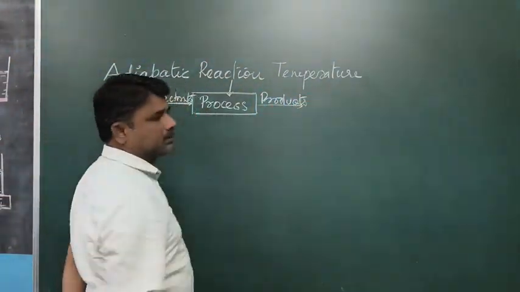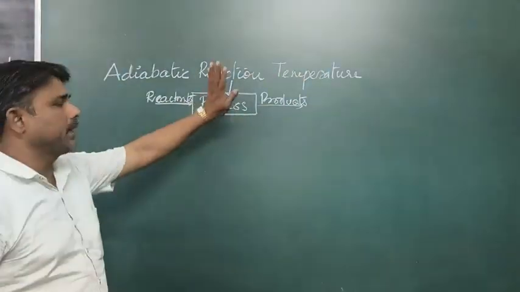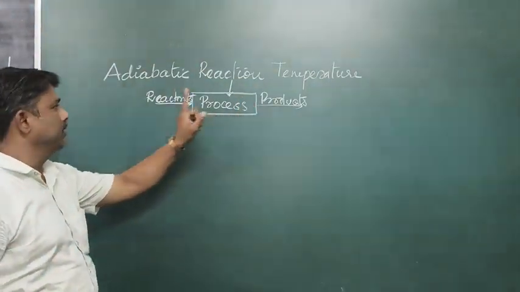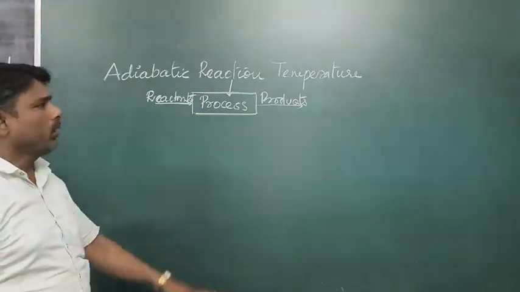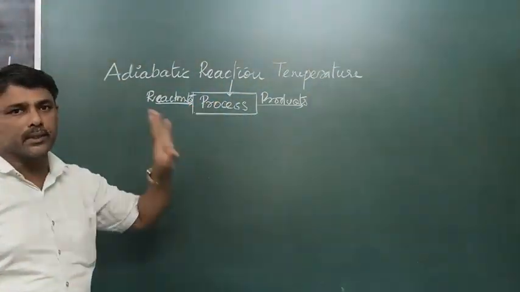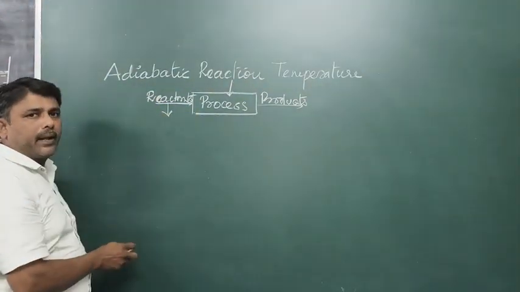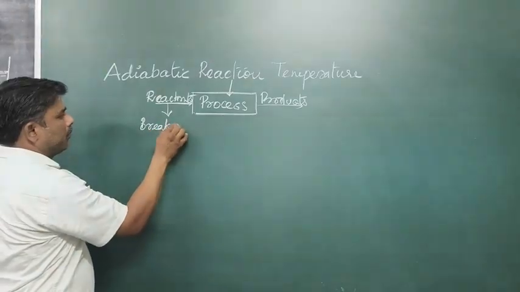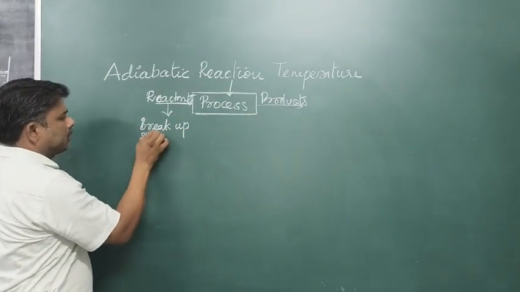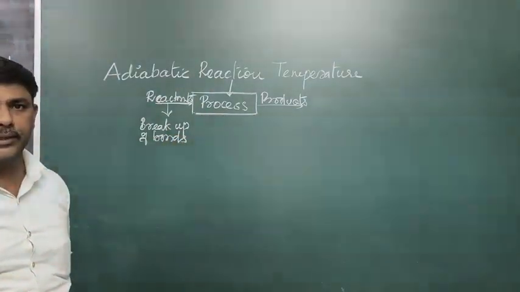What is going on during this conversion? A simple definition: reaction is a process in which reactants are converted into products. Now my question is, what is going on here during this conversion? During this conversion, on the reactant side, there will be a breakup of bonds between the atoms and molecules of the reactant.